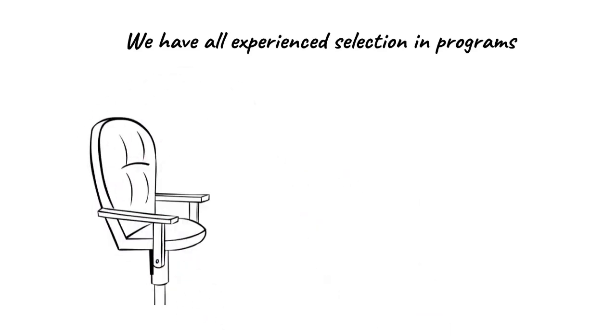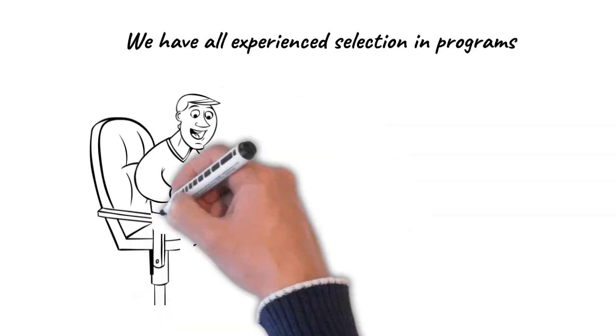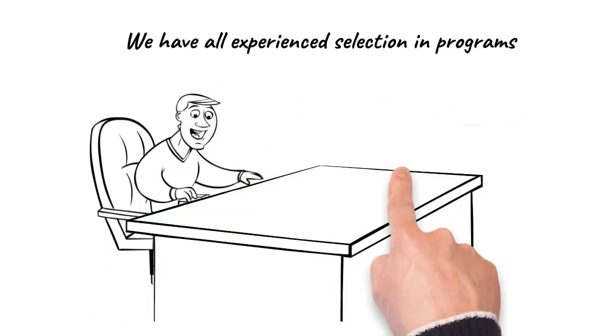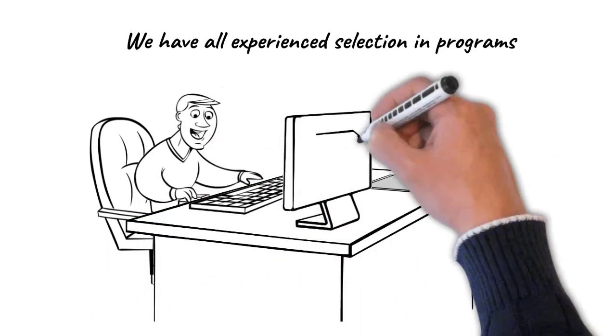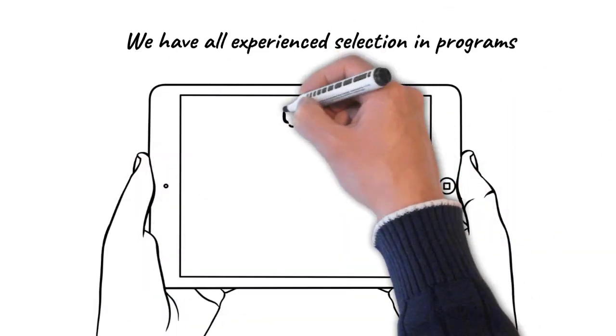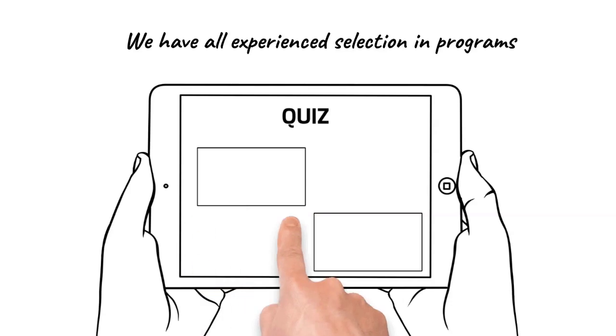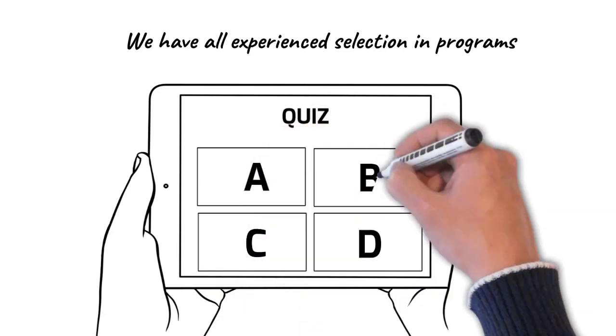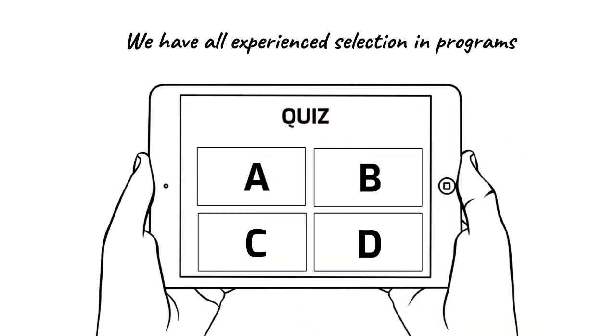We have all experienced selection in programs. If you've played the same game over and over again, and you've made different decisions and that's affected how that game has turned out each time, then you have experienced selection. If you've completed an online quiz and it's told you which answers were right and wrong at the end, then you've experienced selection in a program.